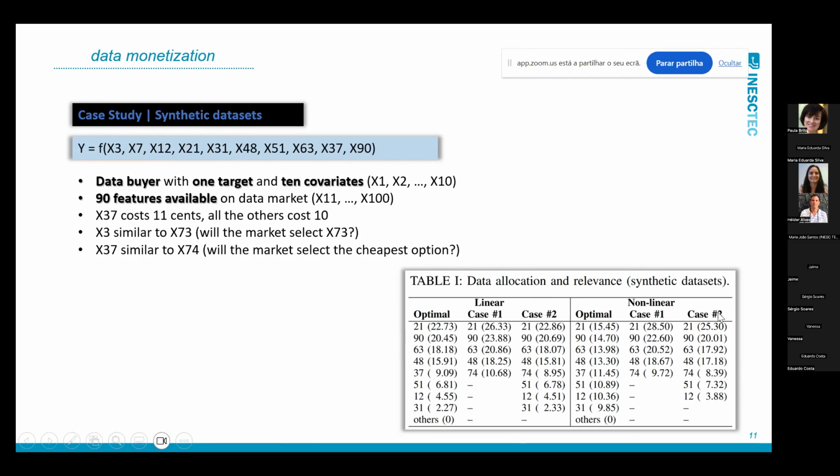For the nonlinear case, it failed to select this variable 31. So we have lowest importance, and it was not able to capture this feature. But at least it didn't select wrong features. So the buyer did not pay for irrelevant data.